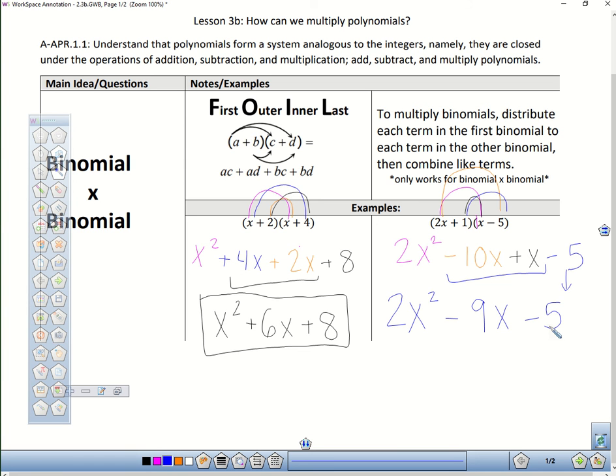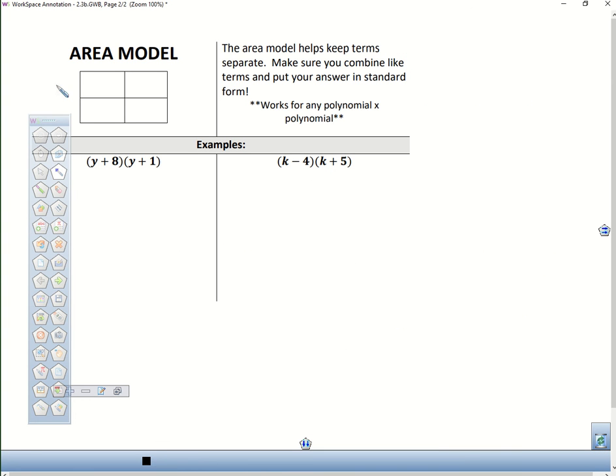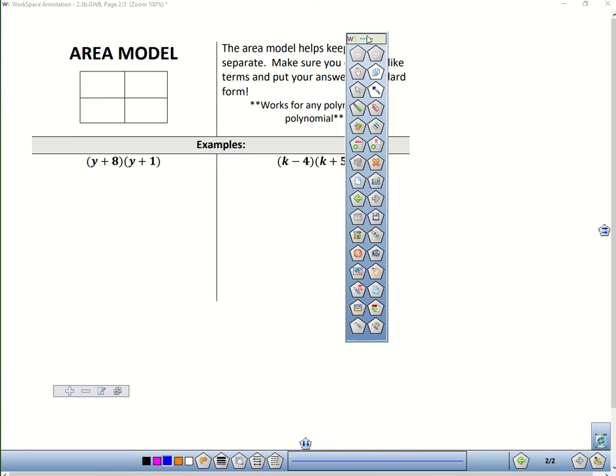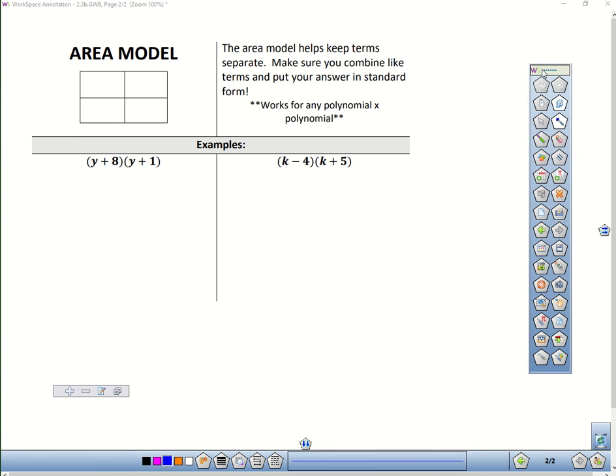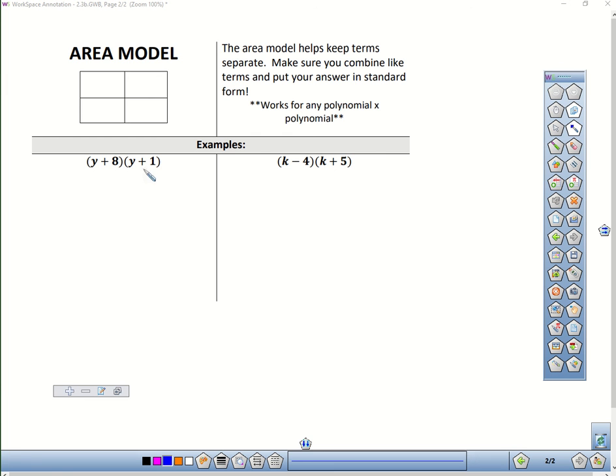How do you feel about FOIL? Not bad? Alright, cool. Let's move on to another method. So with multiplying two binomials together, this works for any polynomial. So you can have a bunch of terms, okay?